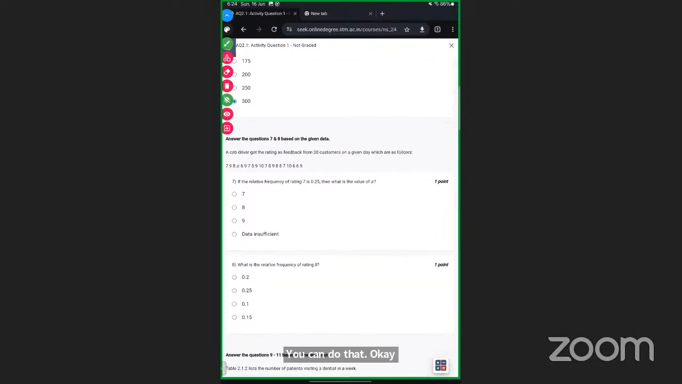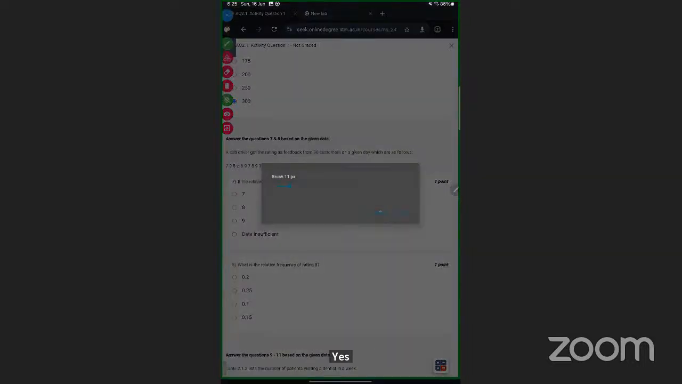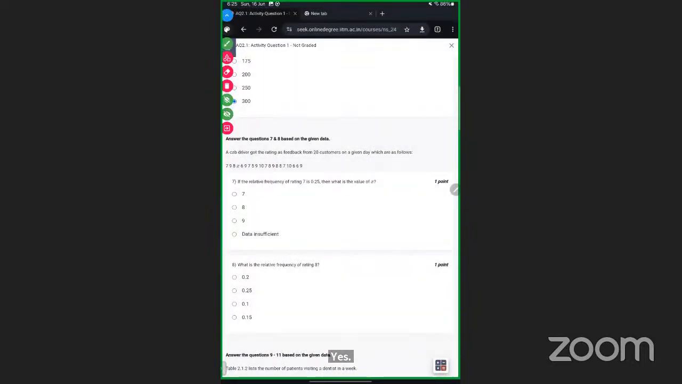Yes, sir, I have doubt in 7. Okay, see, this is very easy. What you have to do is, they are asking if the relative frequency of 7 is 0.25, then what is the value of X? Something like this, right? So how many are there? 20. Total is 20. So let's see.